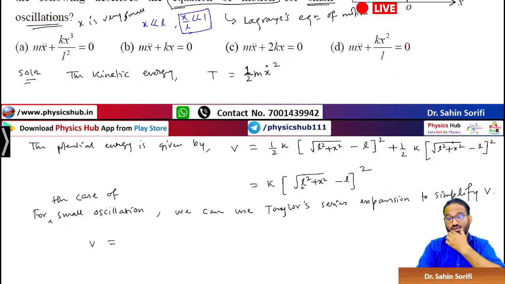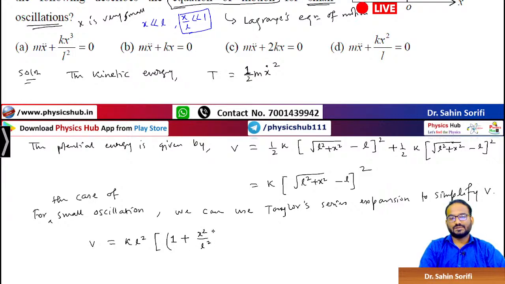If I take L square common from this root, it will come out as L, and from the square it will come out as L square. So k times L square. Inside the bracket we have taken L square common, so 1 plus x square by L square, and square root was there, so let's give the square root, and we have taken L common from this third bracket also. So L we have taken common, so L square, so it will become minus 1. Clear?